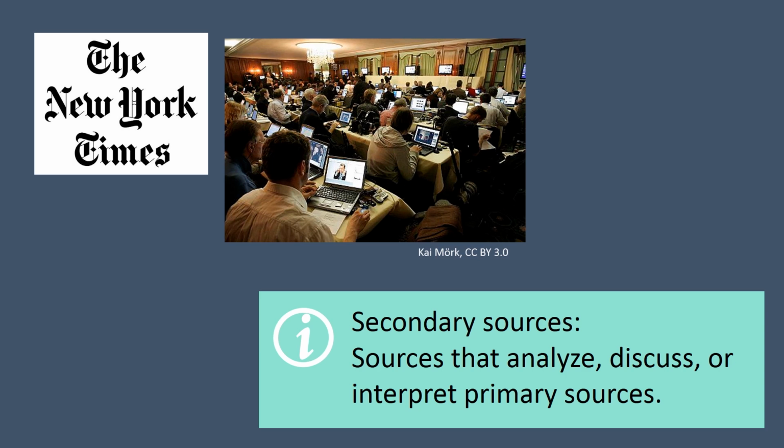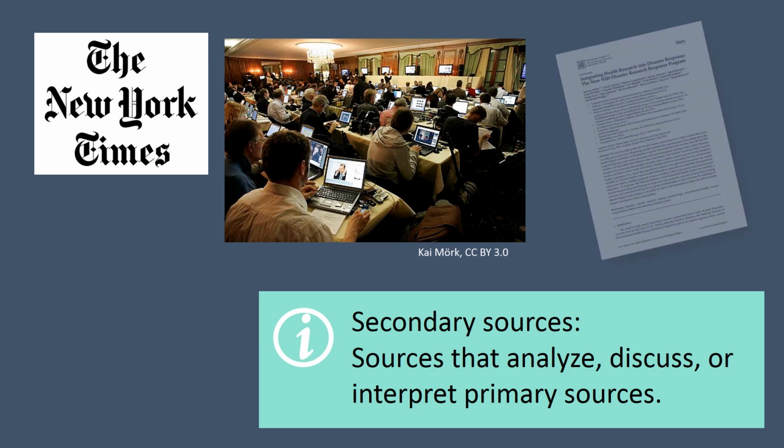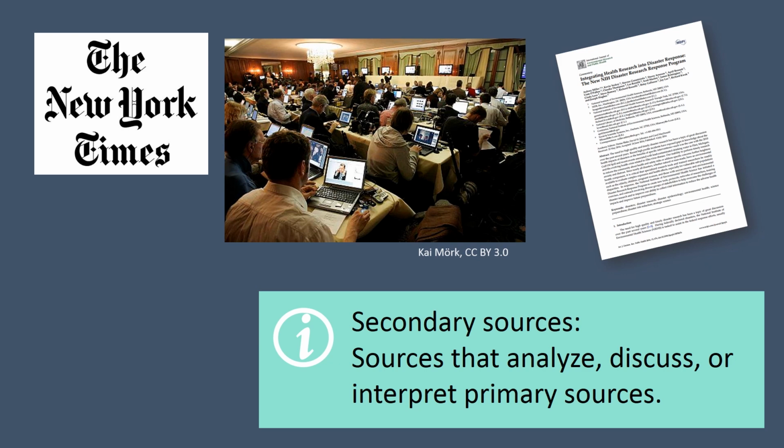So a journalist writing in the New York Times about the crisis and drawing on a variety of primary sources would be creating a secondary source. A book written about the problems Flint faced, or a scholarly article that examined ways in which systems failed to ensure citizens' health would also be secondary sources.